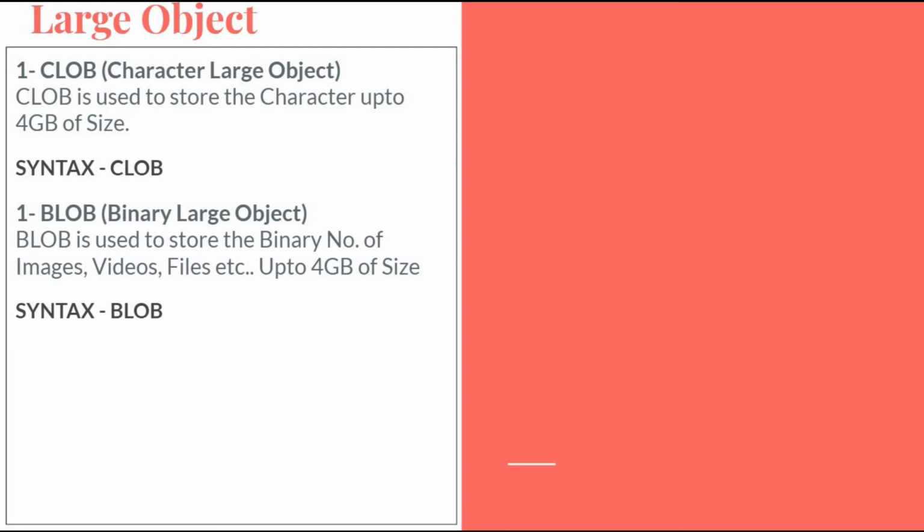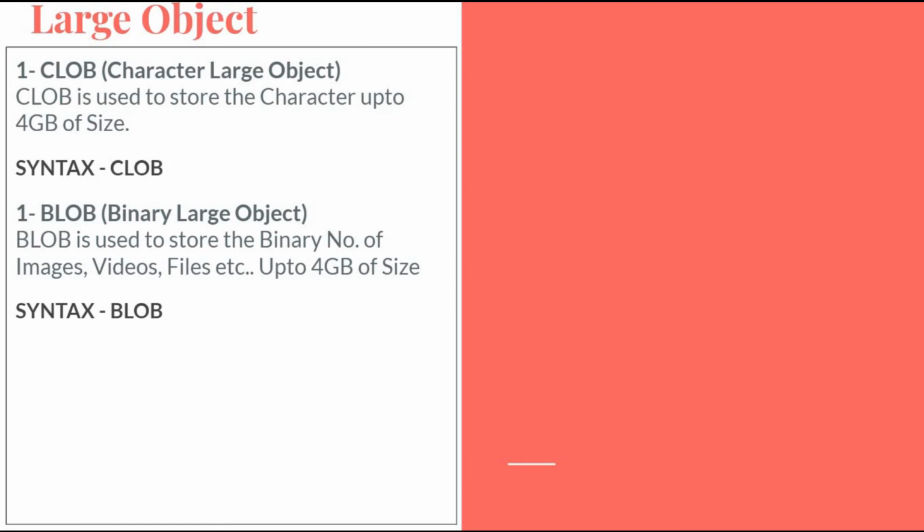Just learn one thing: the maximum size limit of CLOB and BLOB is 4 GB. Both are up to 4 GB. CLOB is used for character data when you are using large character data up to 4 GB. If you want to store binary details or images, something like that, you should go for the BLOB.